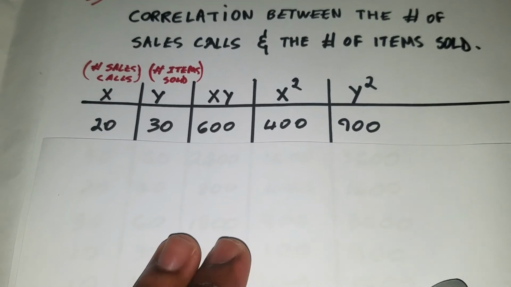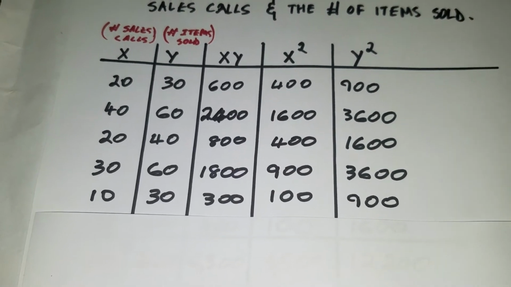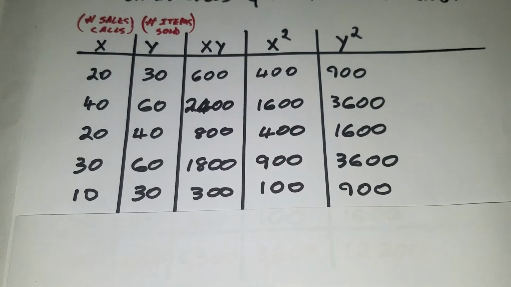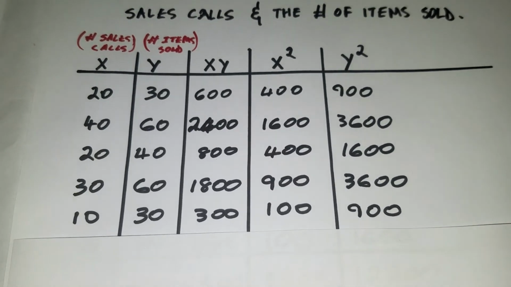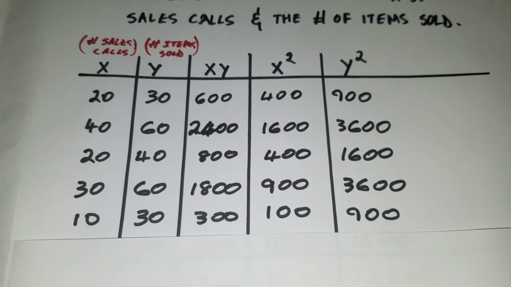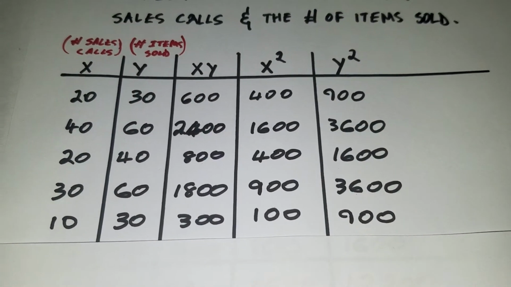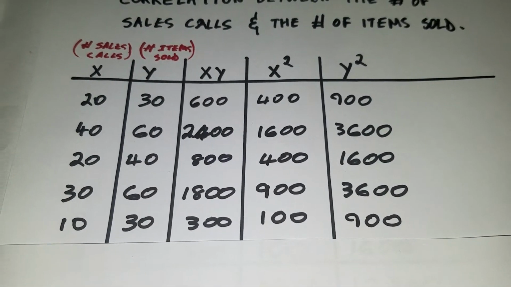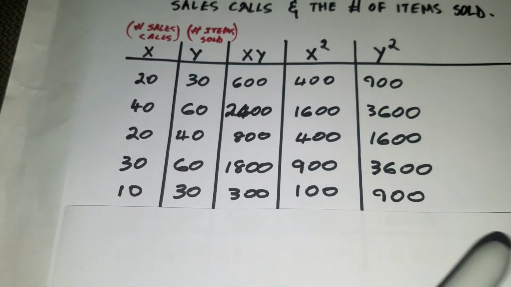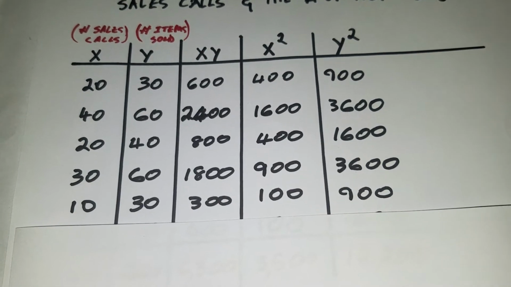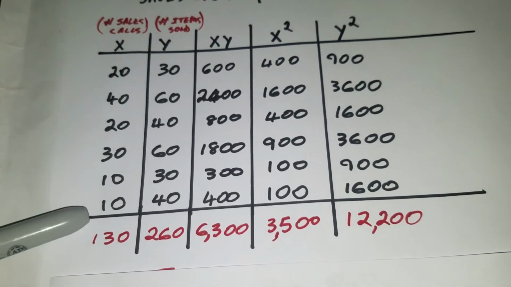Now we have 5 more. As you can see, all the information is there. So all we do is follow the same procedure for each row, and then we will see X, Y, XY, X squared, and Y squared. All these columns need to be completed.